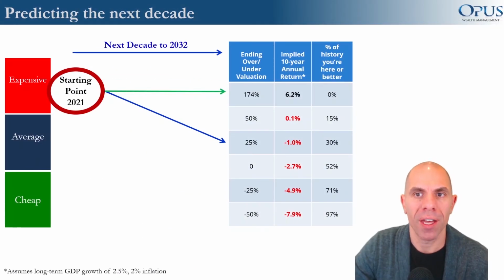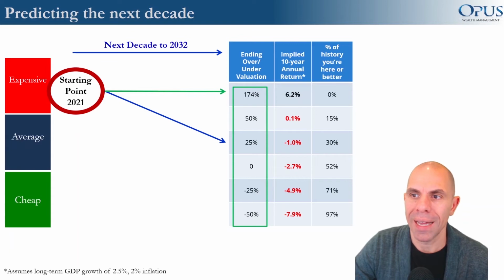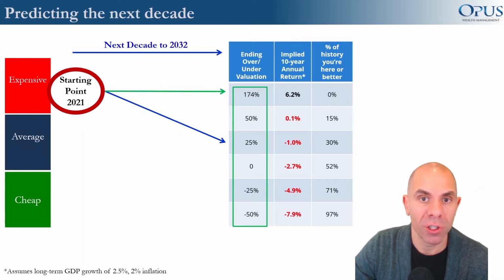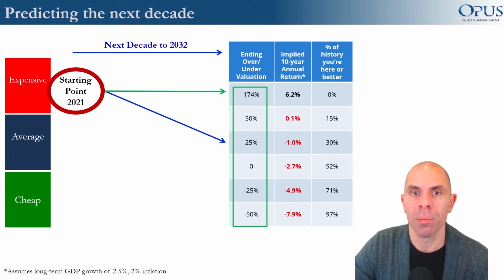Since we don't know where we're going to end up with valuations over the next decade, let's look at a range of possibilities. This range covers 97% of history, from where we are today, 174% above average valuations, to 50% below average valuations. The middle column is what that implies for 10-year returns on the S&P 500 if you plug that into our trusty three-variable equation. And the last column is what percentage of the time the US stock market has been at those valuations or better. So that kind of gives you a confidence number of how likely it is that we end up at those valuations or better when you're making predictions.